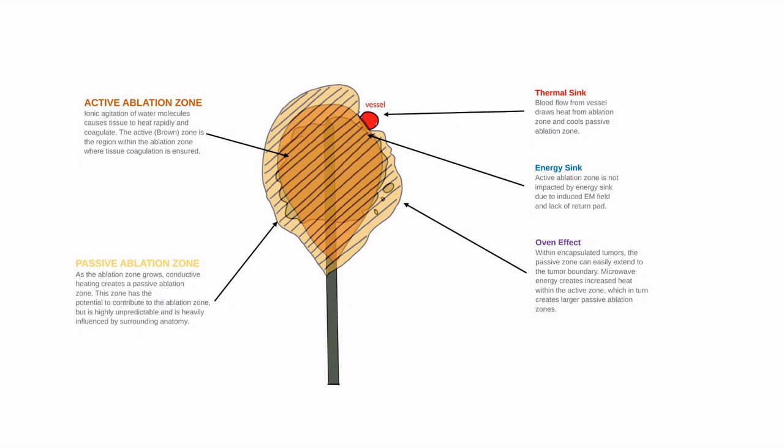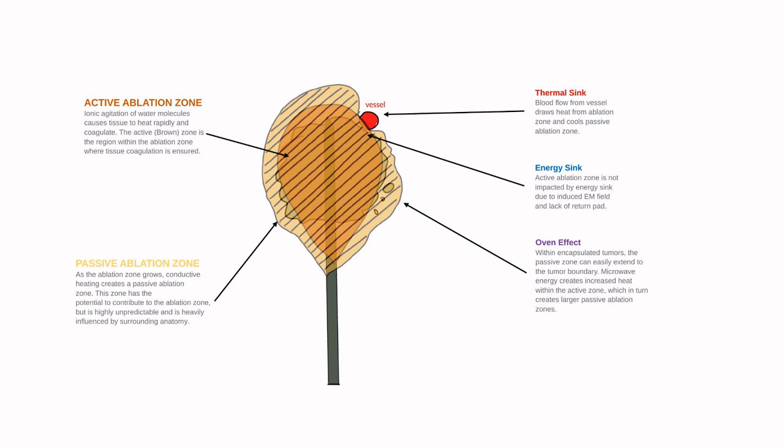This zone has the potential to contribute to the ablation zone, but is highly unpredictable and is heavily influenced by surrounding anatomy. So let us be critical. In this zone, we cannot guarantee that the tumor is going to be killed, and worst of all, we have heat that can damage unwanted delicate structures. Other basic concepts are thermal sink. That happens when blood flow from a vessel draws heat from the ablation zone and cools the passive ablation zone.